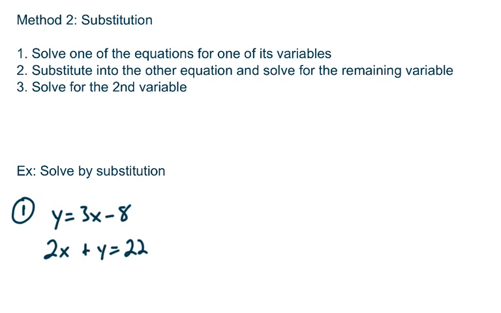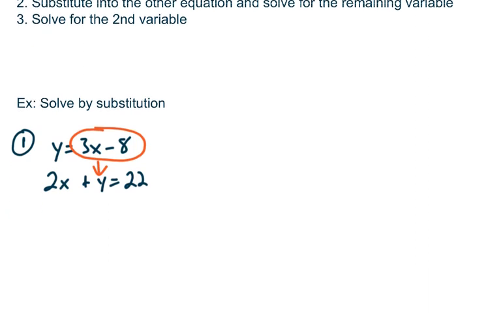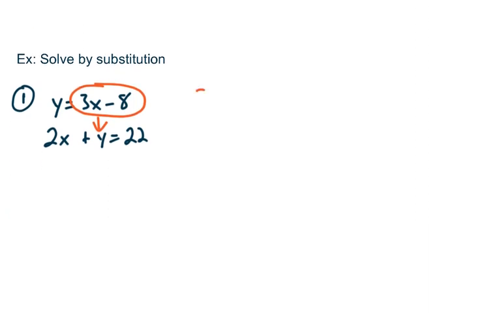We can move on to step number two then, where we're going to take what y is equal to and we're going to put it in for y in the other equation. So this becomes 2x plus what y was equal to from the first equation, 3x minus 8, and that's equal to 22. This is the only thing that gets replaced, and everything else in that second equation stays the same.